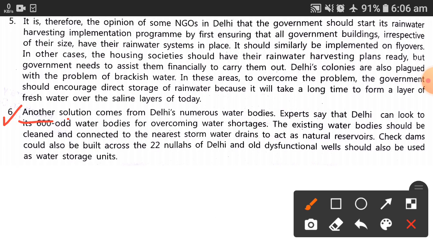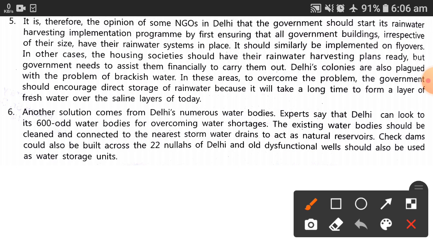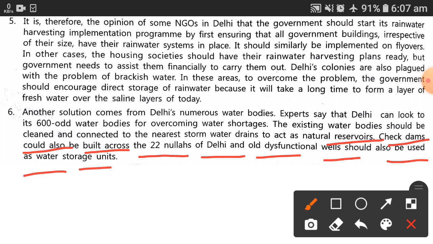Let's read it. Another solution comes from Delhi. Numerous water bodies. Experts say that Delhi can look to its 600-odd water bodies for overcoming water shortage. The existing water bodies should be cleaned and connected to the nearest storm water drains to act as natural reservoirs. Check dams could also be built across the 5 nalas of Delhi, and all dysfunctional wells should also be used as water storage units.